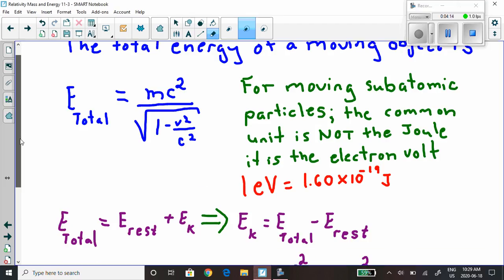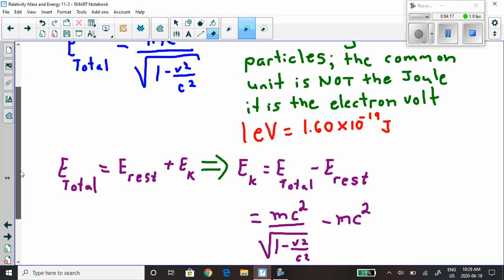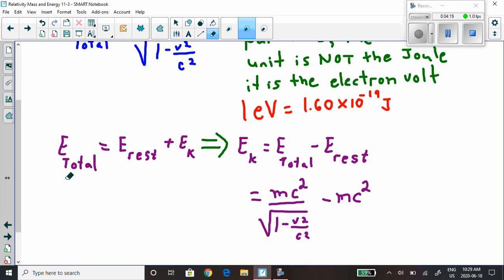And with the idea of total energy and rest energy, we now have a new definition for the kinetic energy of an object. This is the relativistic equation. You're used to kinetic energy being half mass times the speed squared, and that's fine for Newtonian classical mechanics when the speeds are very, very low. But when the speeds start to approach the speed of light, this is the equation down here you need for kinetic energy. So I hope you watch the video.